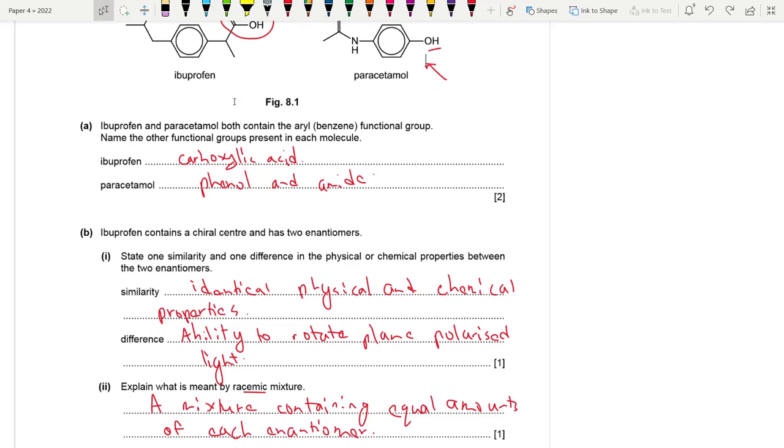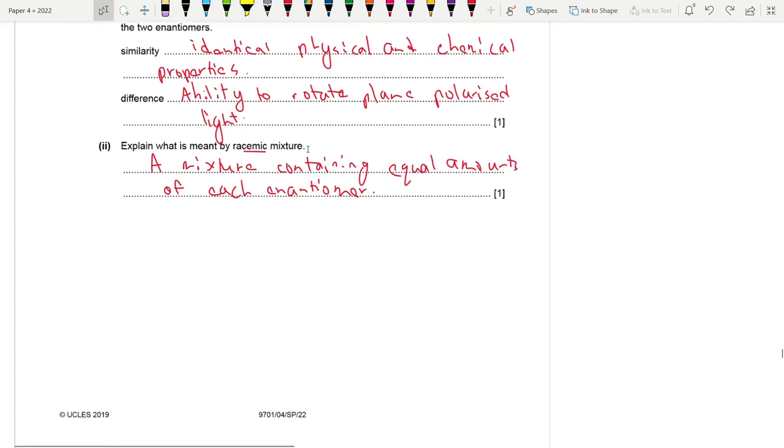The net rotation will actually be 0 because it will cancel out, clockwise plus anti-clockwise, since it's the same magnitude but in opposite directions. Suppose it was plus 12.4 and minus 12.4, clockwise and anti-clockwise. The net result will be 0. So you might find this in the next exams, saying what happens to plane polarized light when it passes through a racemic mixture. The answer will be there will be a net rotation of 0.